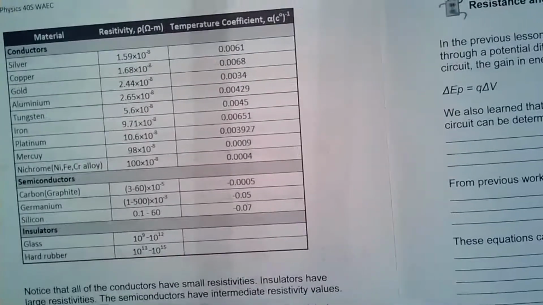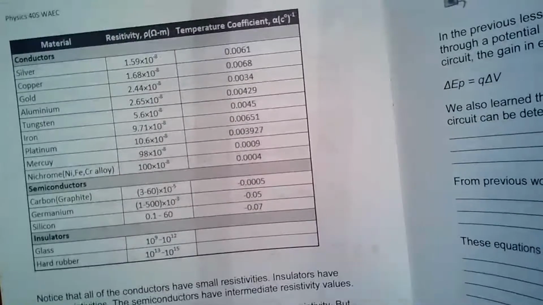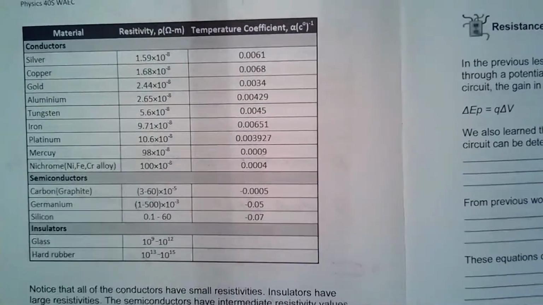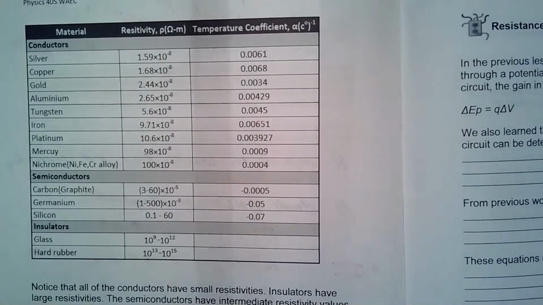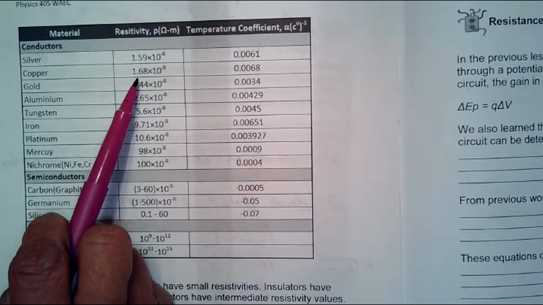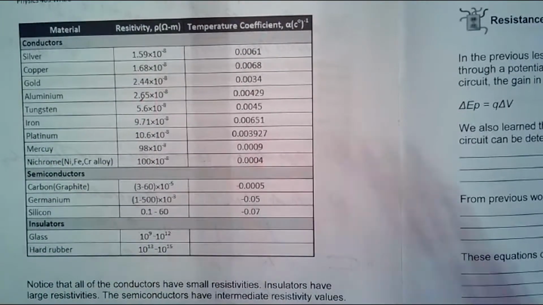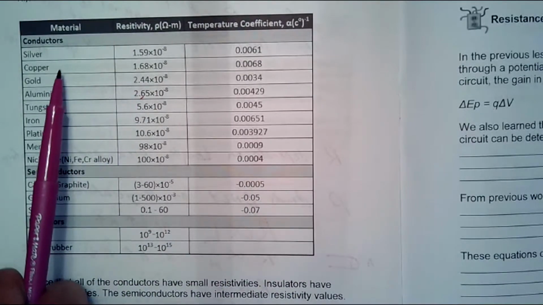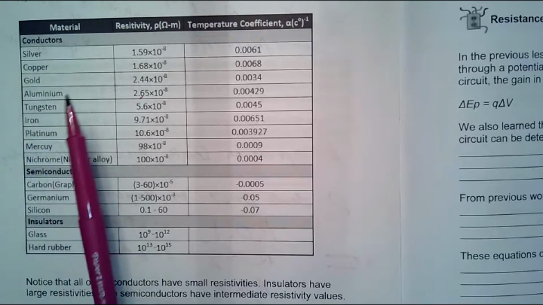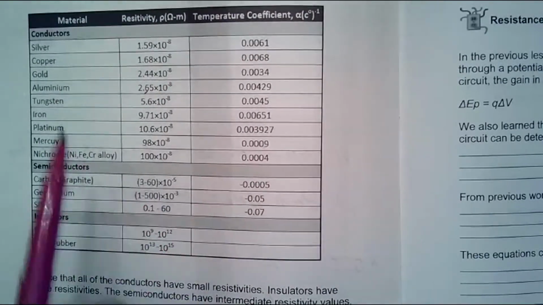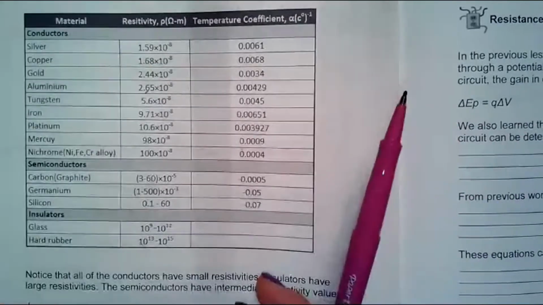So here's a chart on your page 13 that shows you the resistivity and the temperature coefficient of some materials. As you can see, let's look at copper. The value of resistivity for copper is 1.68 times 10 to the negative 8 ohm meter. What is lower than copper is actually silver. So that tells you that because silver has a lower resistivity, silver is actually a better conductor than copper.